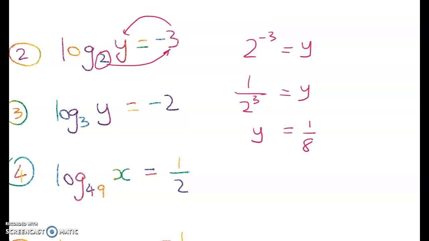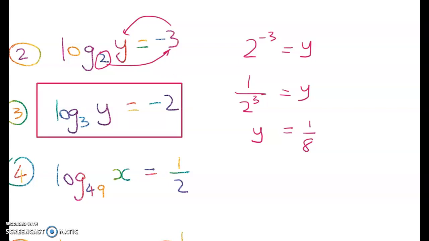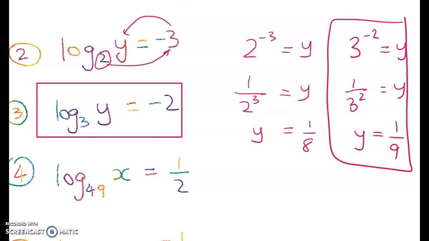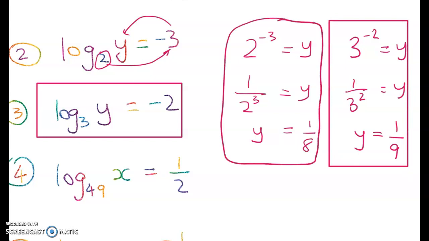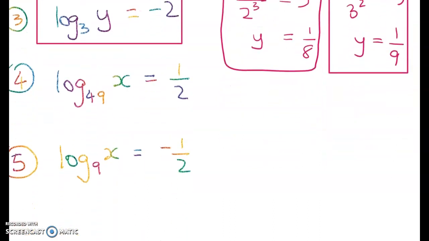For this next one, it's the same idea. We're going to have 3 to the negative 2 is equal to y. 1 over 3 squared equals y. Y is equal to 1/9. Okay, so that's for equation number 3, and this is for equation number 2. On to the last 2.